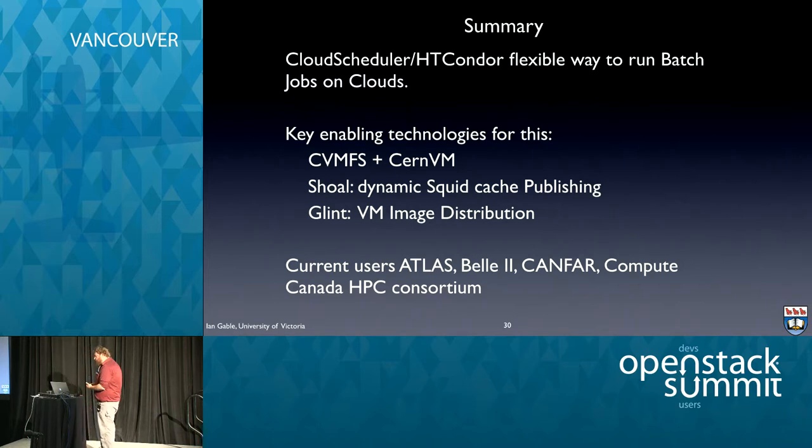The current users of this system are Atlas, Belle 2, CANFAR, which is an observational astronomy project. They, in fact, have completed 4 million jobs. I didn't show you the plots of the results here, but they're also a big user. And also a large computing consortium called Compute Canada, which has sites across the country in Canada.